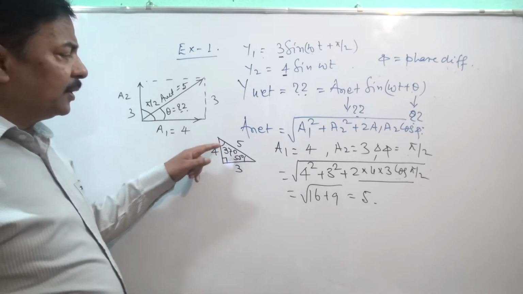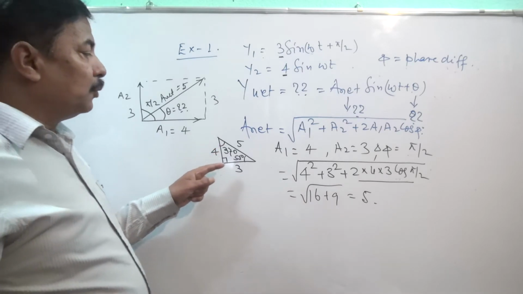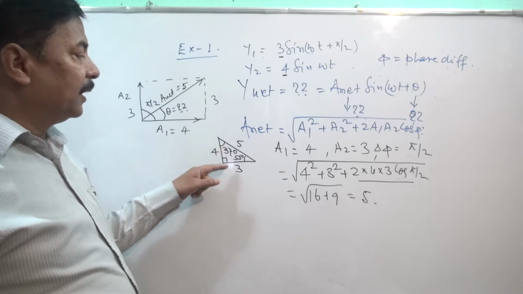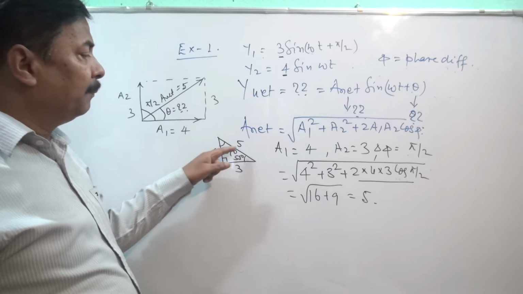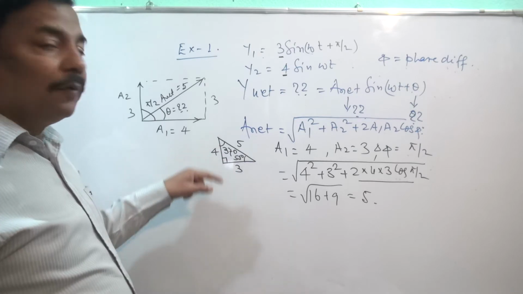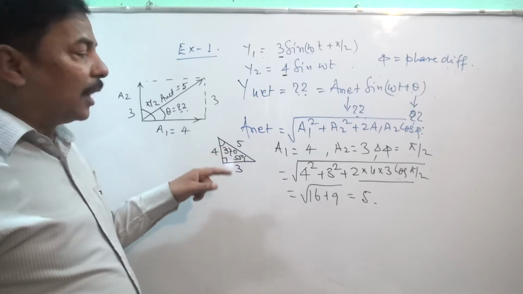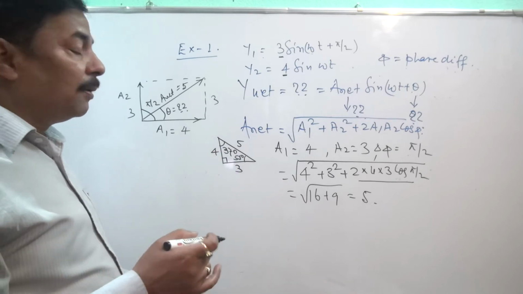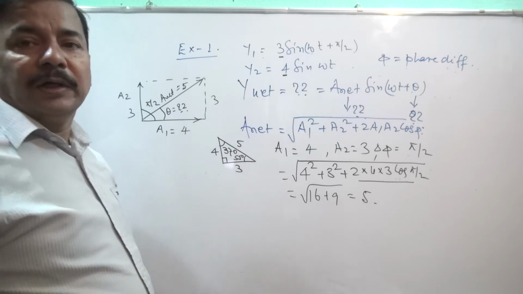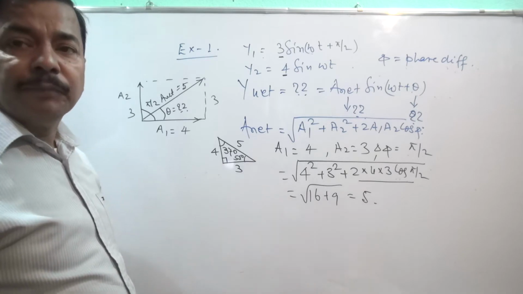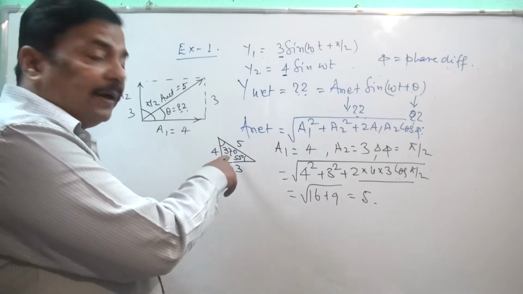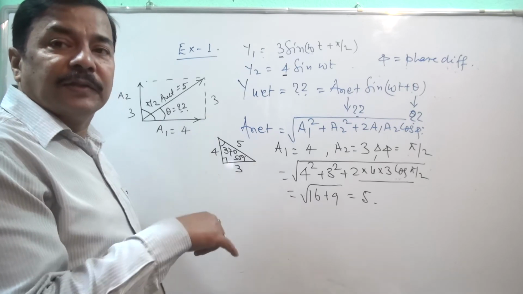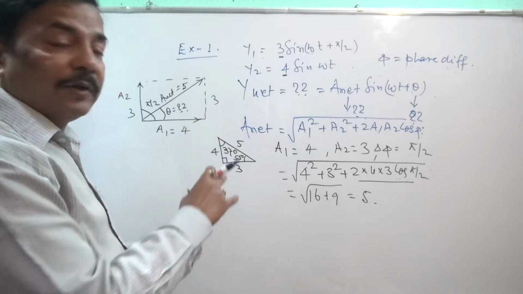So whenever you get this type of triangle, you have to remember that in front of 3 it is 37 degree, in front of 4 it is 53 degree, and in front of 5 it is 90 degree. For this you are not supposed to use a calculator or any table. You have to remember 0 degree, 30 degree, 37 degree, 45 degree, 60 degree and 90 degree, and 53 also.